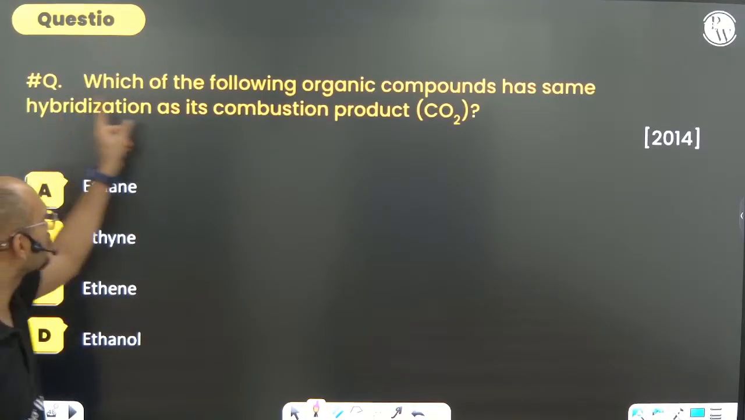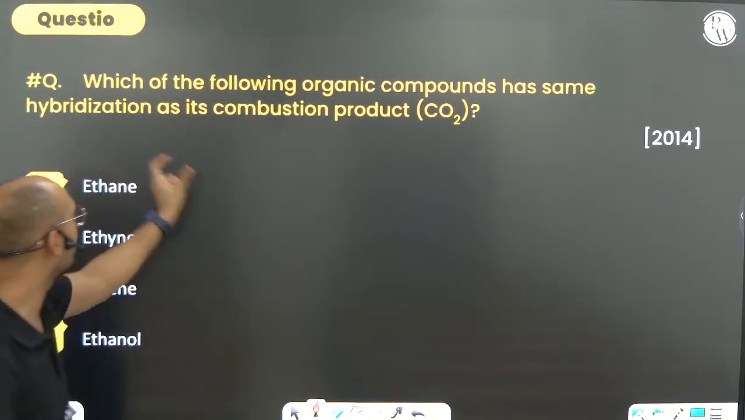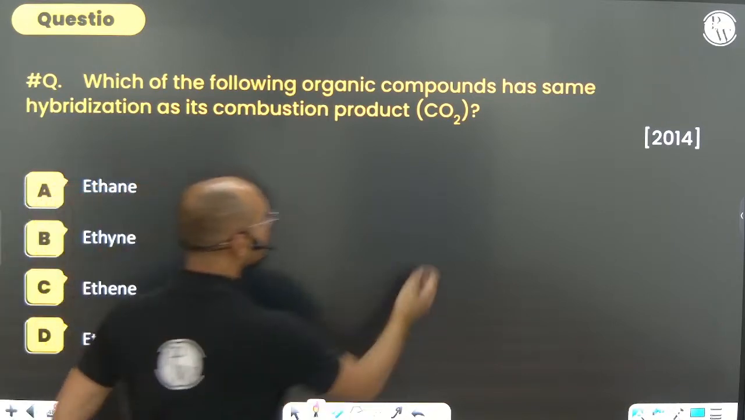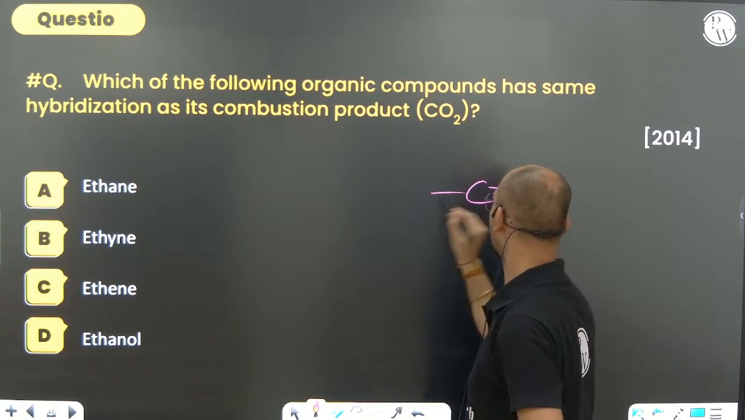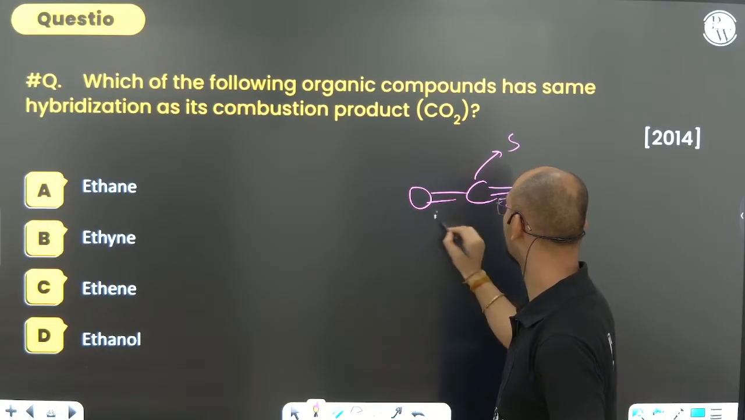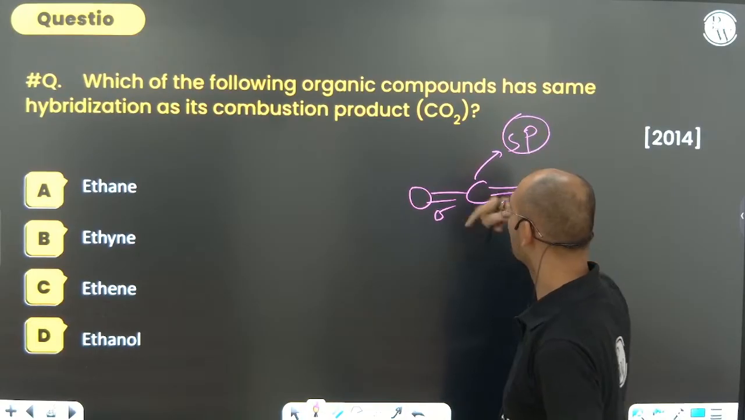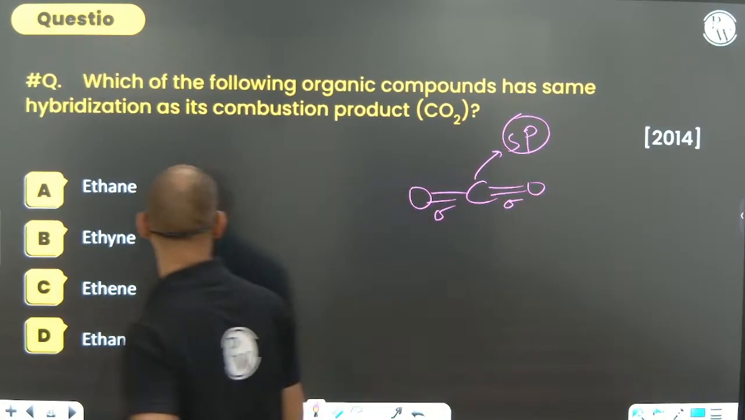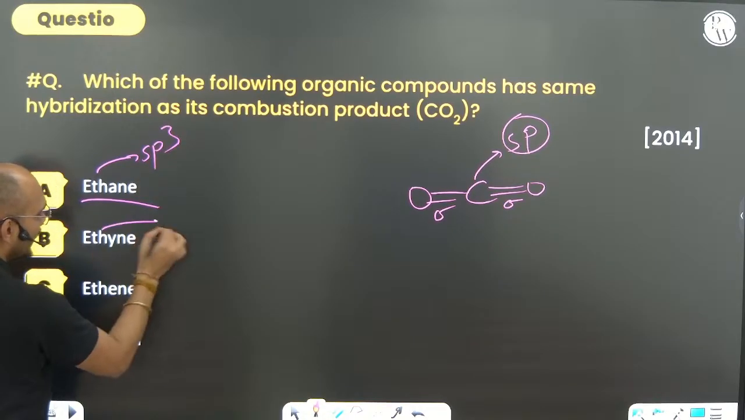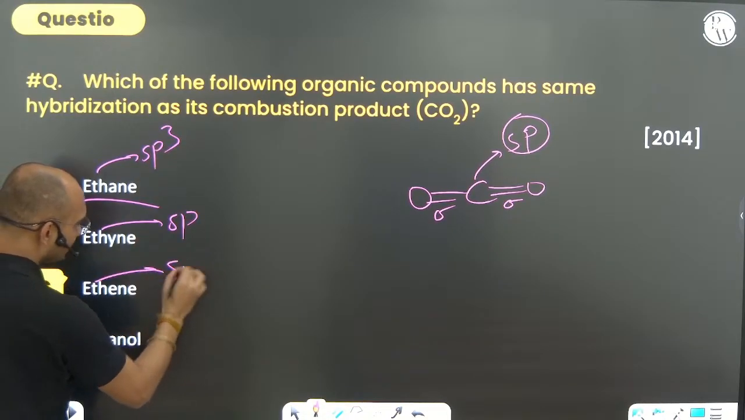Next, which of the following organic compounds has the same hybridization as its combustion product, carbon dioxide? Okay, what about carbon dioxide? Can you see what is the hybridization of carbon dioxide? How many sigma bonds? 1, 2. So it is sp hybridized. So what has sp hybridization? Can you see, ethane has sp3. Ethyne has sp. Ethene has sp2.